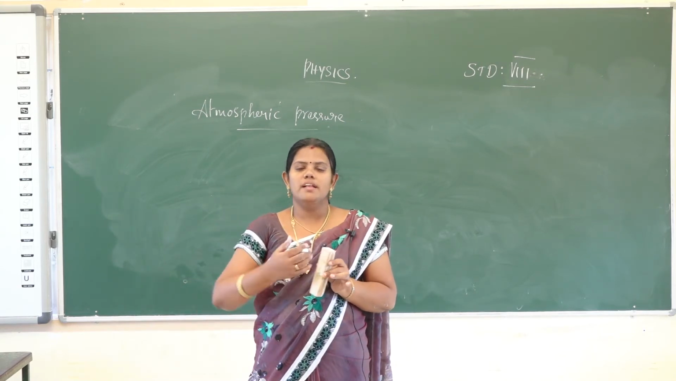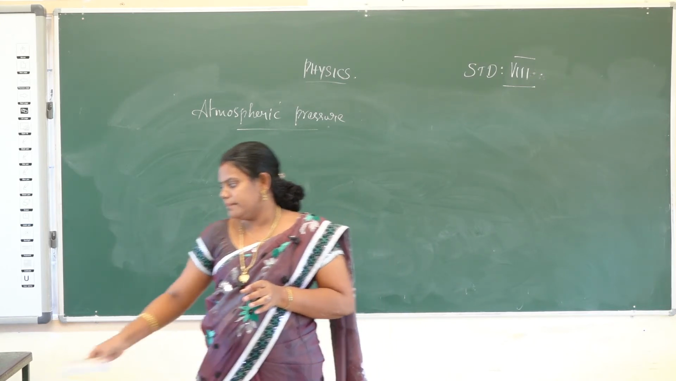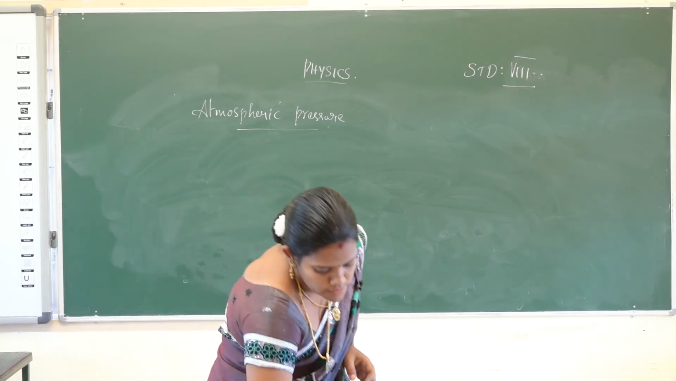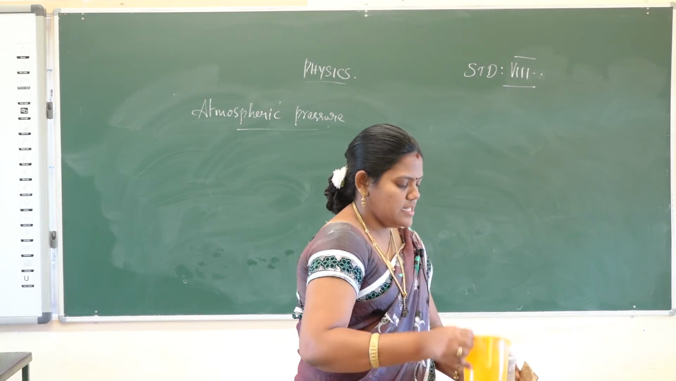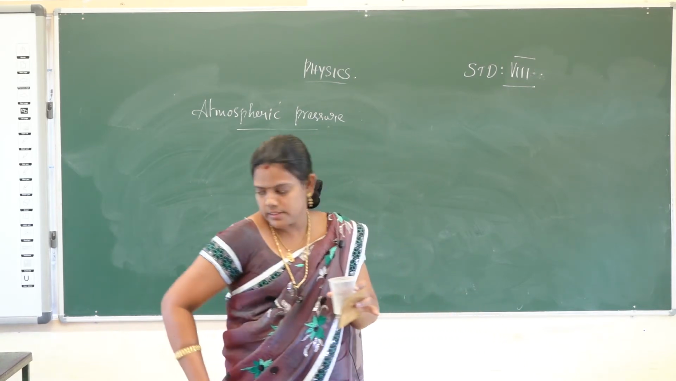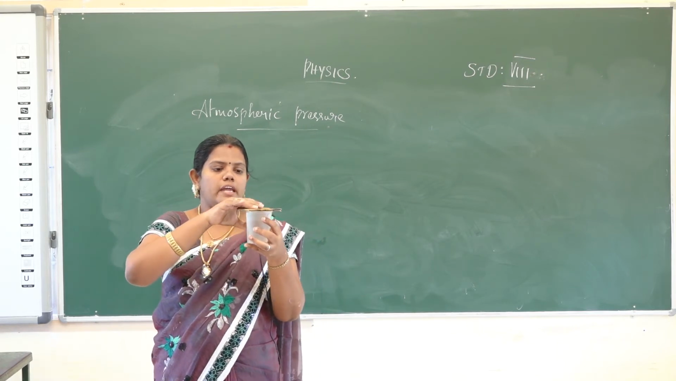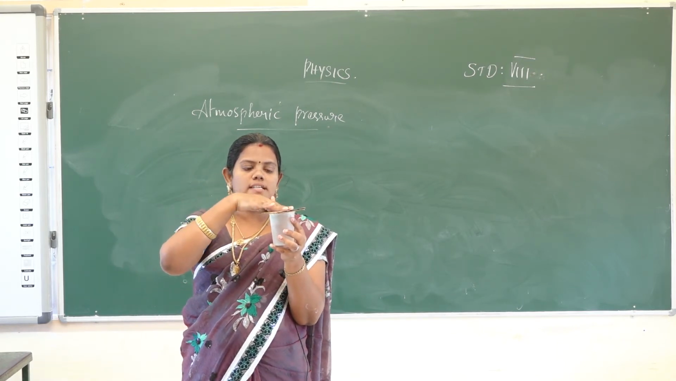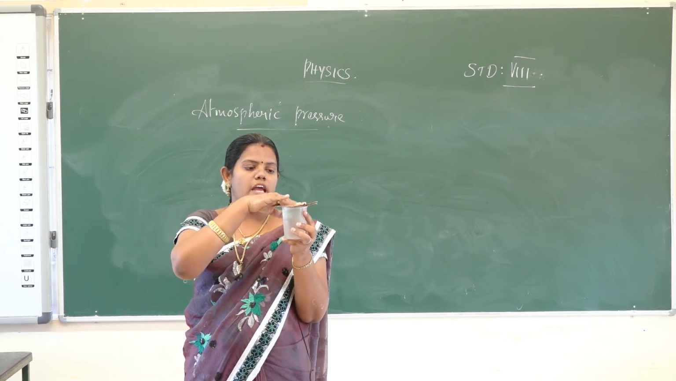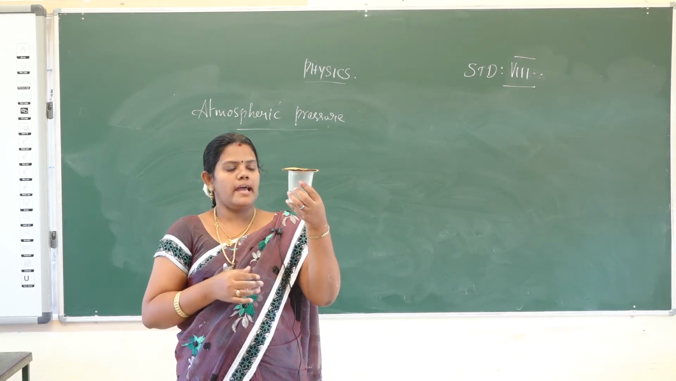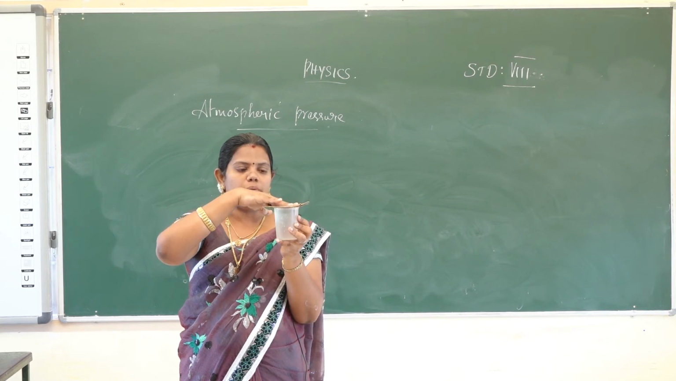So I will give some examples for atmospheric pressure. First, take one tumbler filled with water, and take one cardboard, and fix it on the top side of the glass tumbler. With one hand you hold the tumbler, and with the other hand you press the cardboard on the top side.